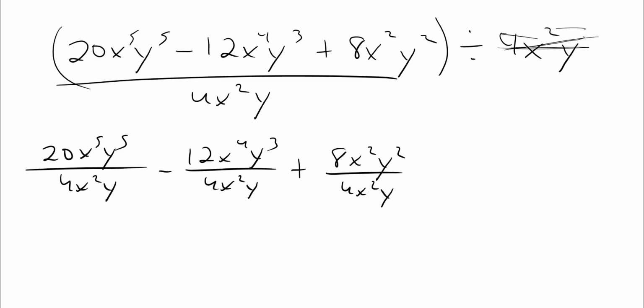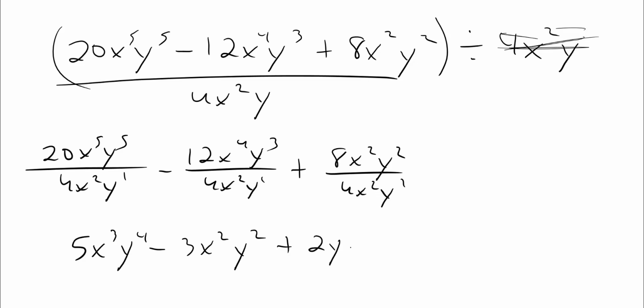Let's do what we did before. 20 over 4 is 5. That's x cubed y to the fourth. Again, if you want to put a 1 here, that's cool. The next one is minus 3x squared y squared. And then plus 2, the x squareds cancel, and we just have a y left over. And that's your answer. Not bad. So that's the next kind of problem. Like I said, they're all pretty similar.